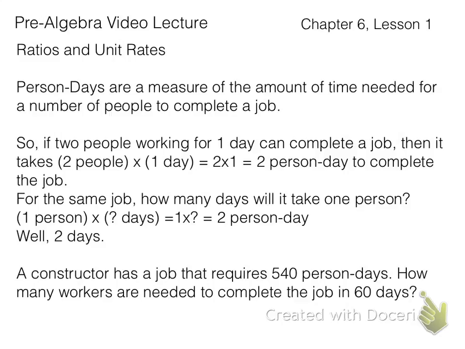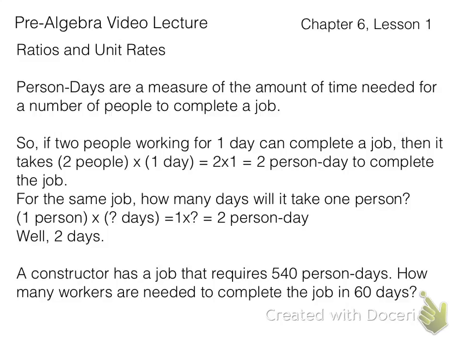So for the same job, how many days will it take 1 person to complete that job? Well, 1 person times how many days equals 2 person days? Well, it's going to take 2 days because 1 times 2 is 2. So it's a very simple relationship. It's the number of people times the number of days equals the number of person days. And then what you can do is change the number of days or change the number of people to figure out how many of the other thing you actually need.